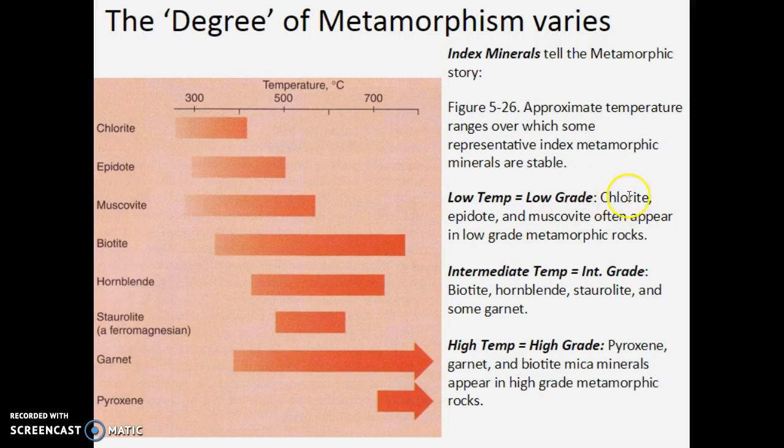So low temperature, we'd say chlorite, epidote, and muscovite. These appear very commonly in low-grade metamorphic rocks. I could say biotite, hornblende, staurolite, even garnet, these can form at intermediate. And high temperature, really if you find pyroxene with anything else, we would say those are high grade metamorphic rocks.